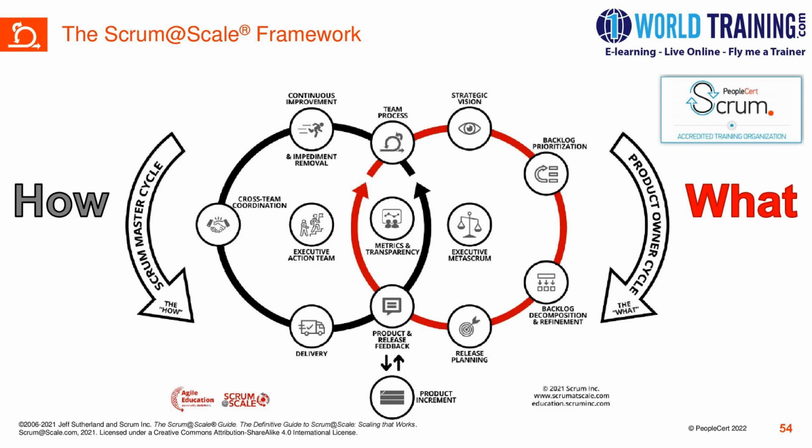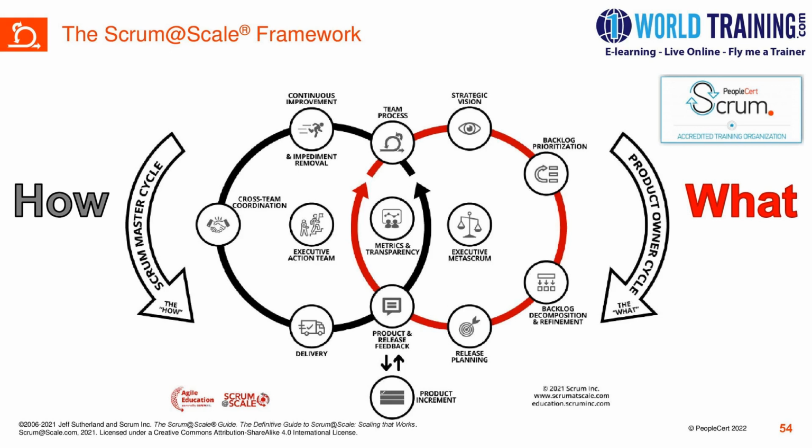These two cycles interact at two points. The first is called the team processes, where you should look into how you can have your team processes defined. The second intersection point is the product and release feedback loop. As part of the product and release feedback loop, you should discuss how you will have the product increment defined in the Scrum at Scale framework.